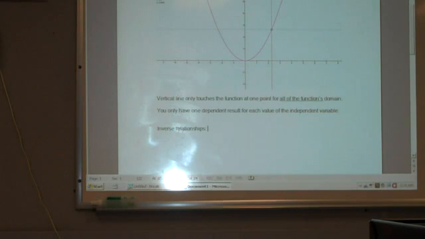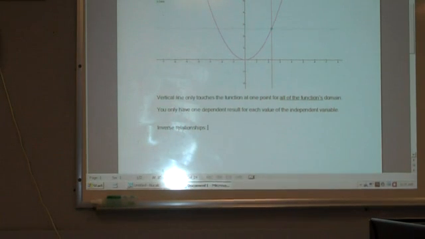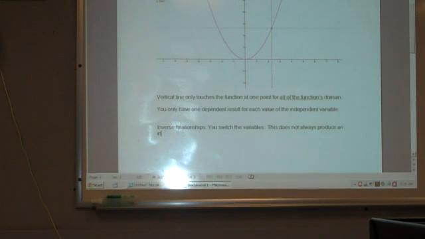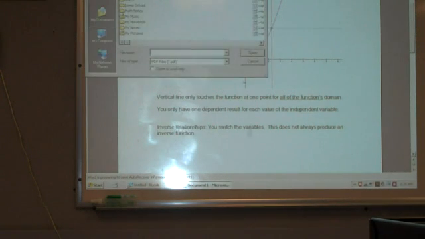An inverse relationship is where you switch the variables. This does not always produce an inverse function. I'm going to show you what I mean in a sec, as soon as my computer lets me.